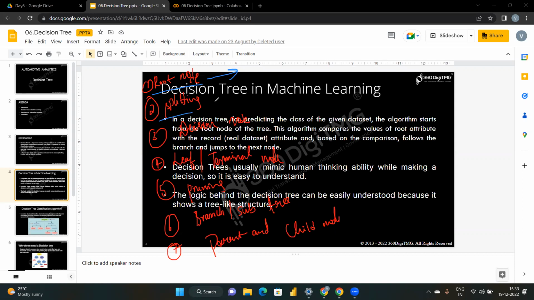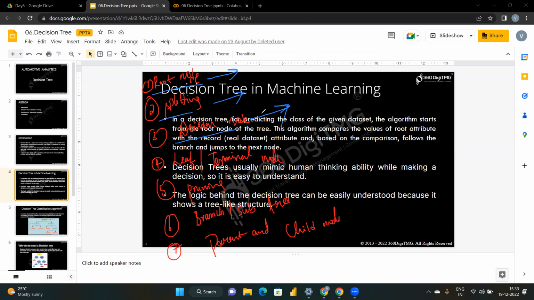The next thing we have is splitting. Splitting is a process of dividing a node into two or more subnodes. The next thing we'll be seeing is the decision node. When a subnode splits into further subnodes, it is called a decision node.